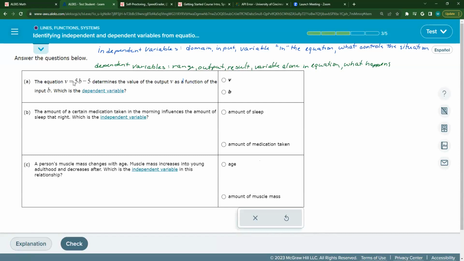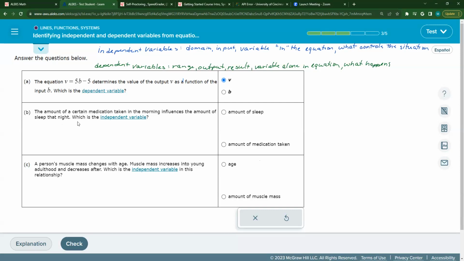All right, the equation V equals 5B minus 5 determines the value of the output V as a function of the input B. What is the dependent variable? So dependent is the one by itself, so that will be the V, which is the output.